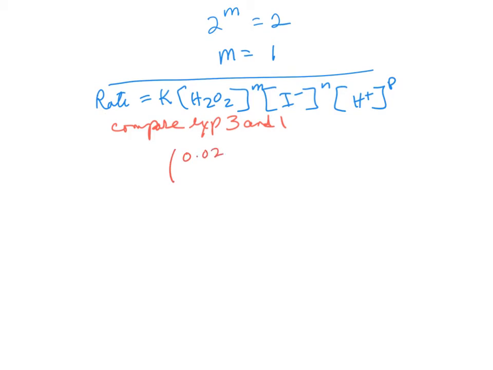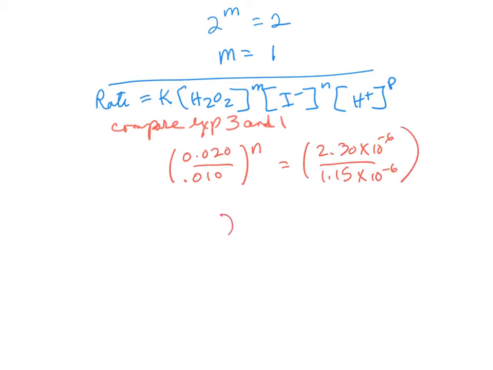So 0.02 divided by 0.01 raised to the power n will be 2.3 times 10 to the minus 6 divided by 1.15 times 10 to the minus 6. And we're going to get 2 to the power n is equal to 2 again. So n will be equal to 1. So m is 1 and n is 1.